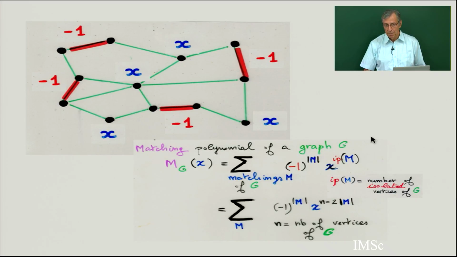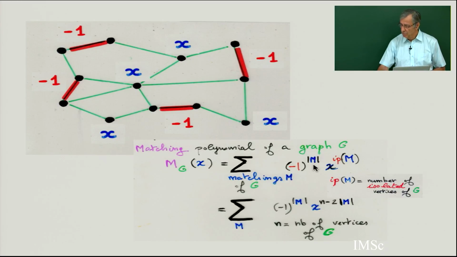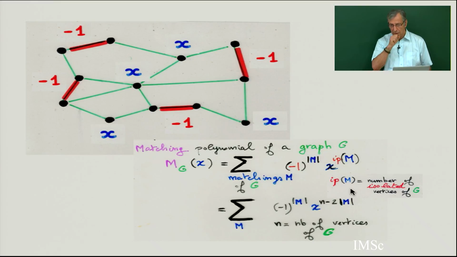And the matching polynomial is a polynomial, it's the sum over all matchings of the graph of this weight. So I have repeated here the weight. So the weight is -1 power the number of edges of the matching, x power the number of isolated vertices of the matching.